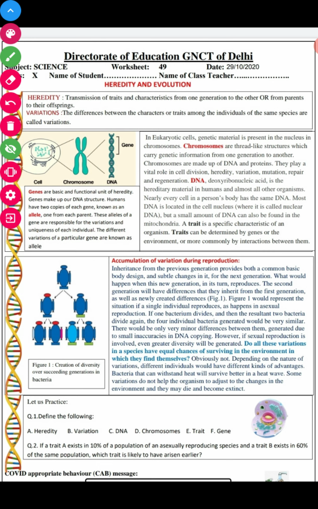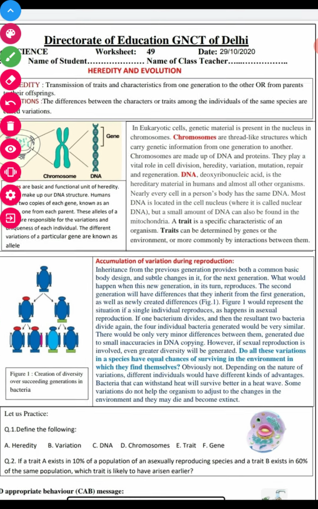These alleles of genes are responsible for the variation and uniqueness of each individual. So these alleles of genes are responsible for any kind of variation or uniqueness in each individual. The different variation of a particular gene is called an allele, as I told you. Now coming to the next topic, we have accumulation of variation during reproduction. How does this variation occur during the process of reproduction?